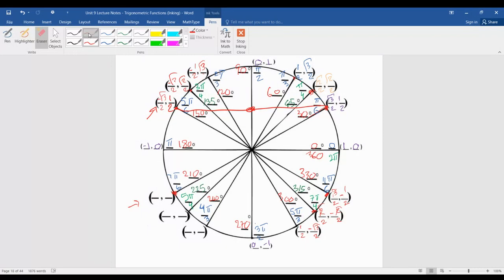So negative root 3 over 2, negative 1/2. And this one is negative root 2 over 2, negative root 2 over 2. This one is negative 1/2, negative root 3 over 2. I just get them close from this point over here. Right. And with this, we have all the values and we have all the angle measures in radians and degrees.